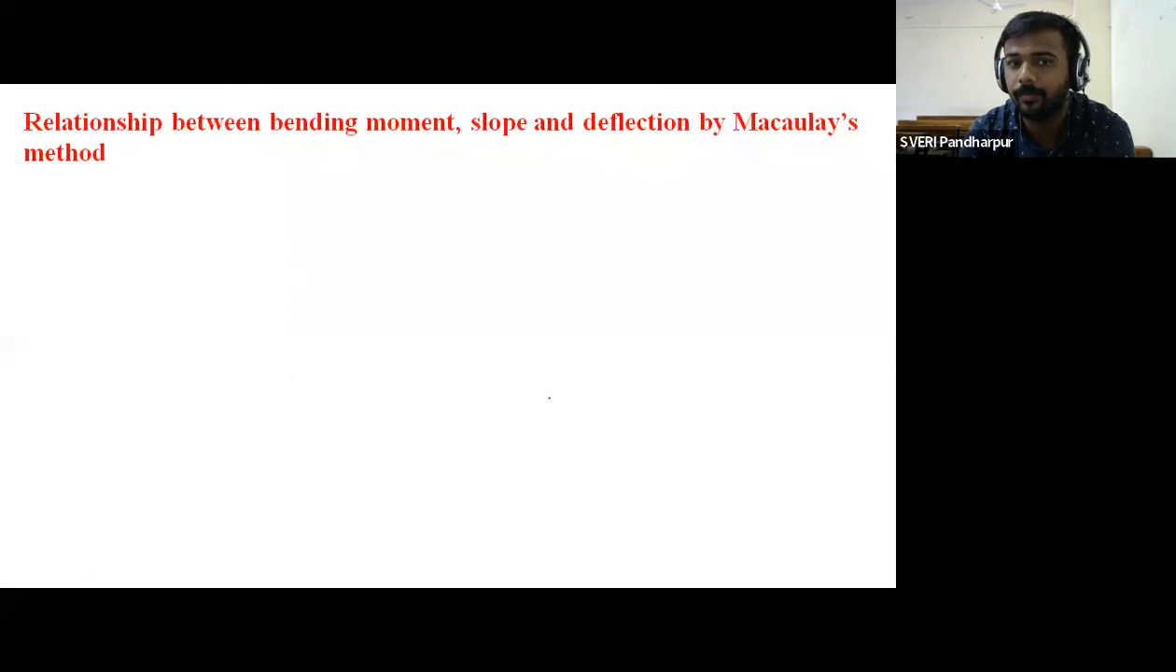Number one: while calculating slope and deflection using moment area method, convert UDL into point load, required for BM calculation. Full stop.